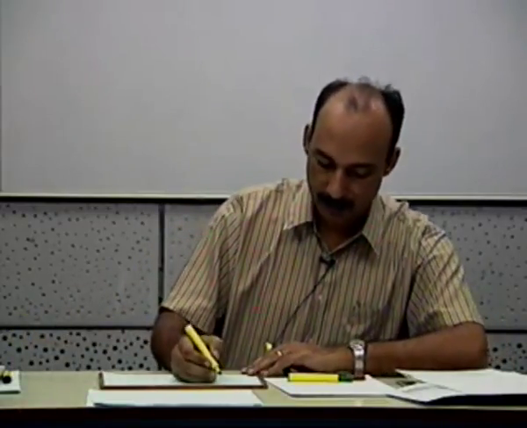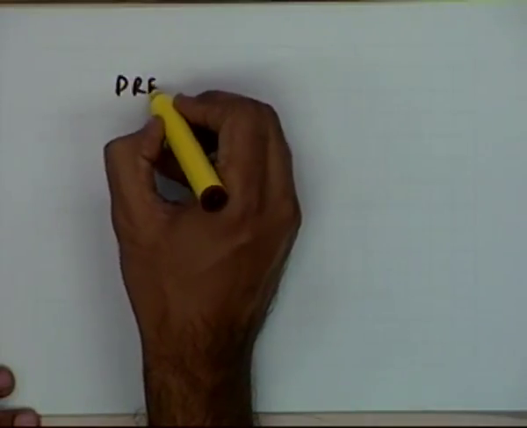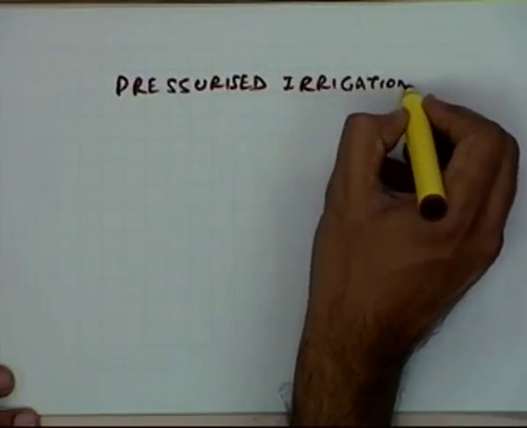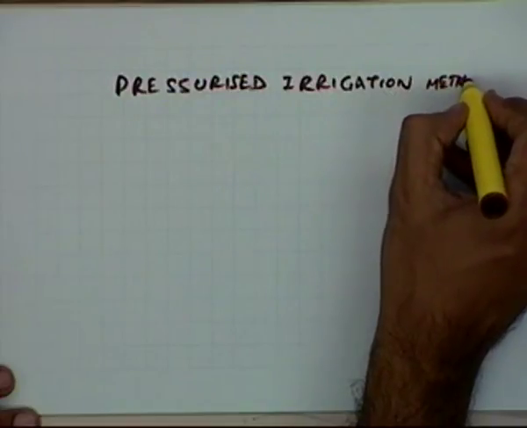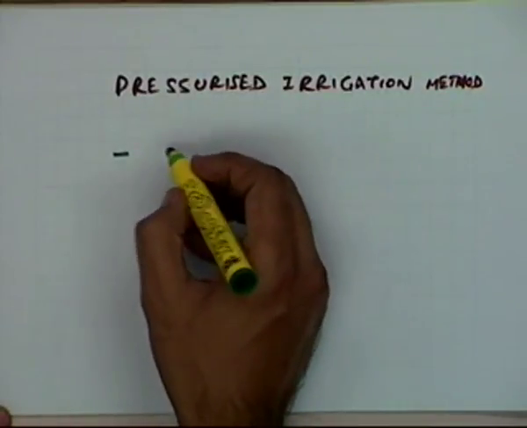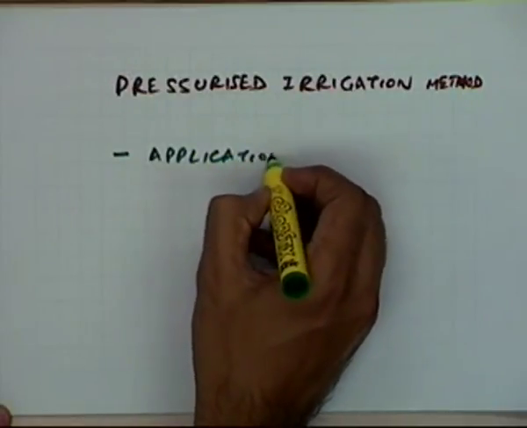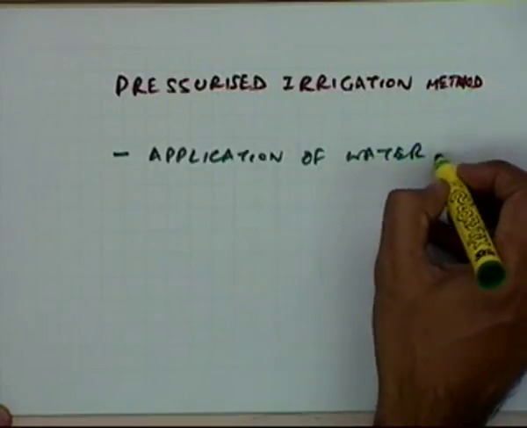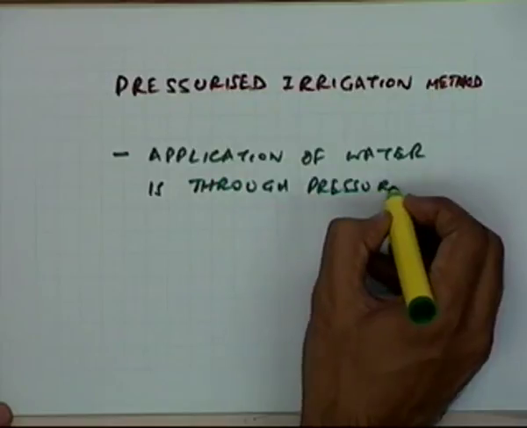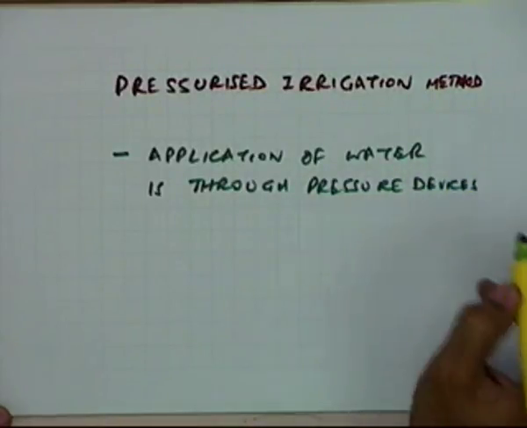Let's go to the last class of method which we had defined at the beginning. That was the pressurized irrigation method. This method is, in general, the one where your application of water is through pressure devices.